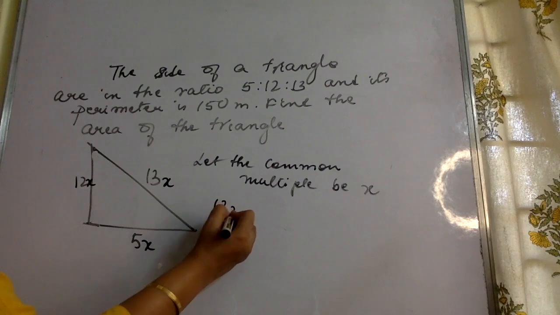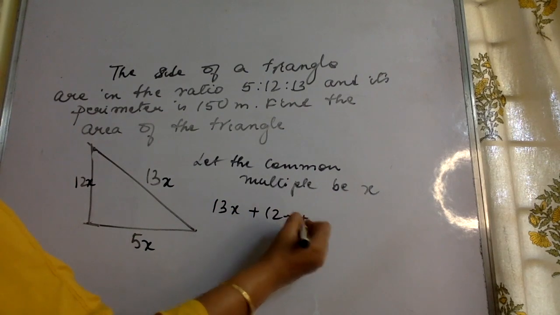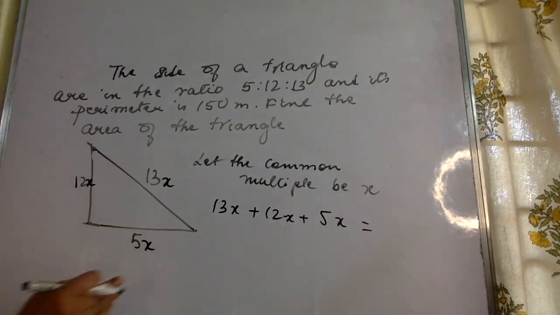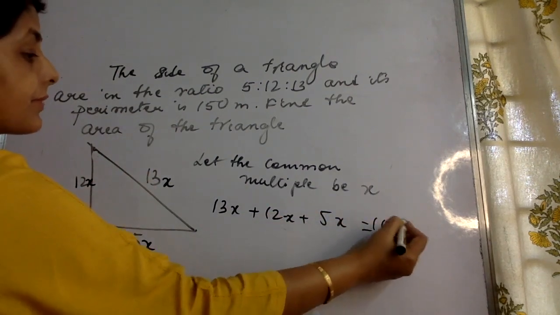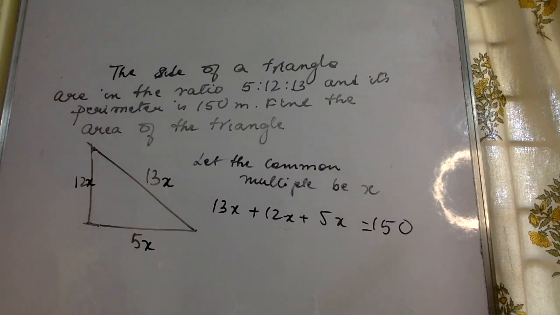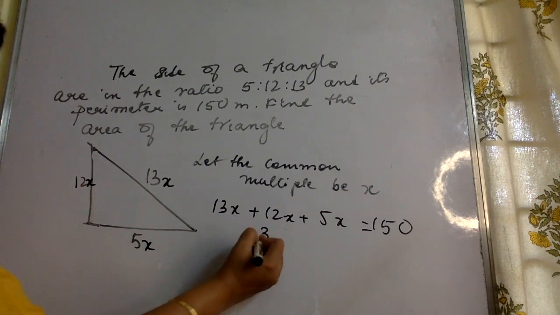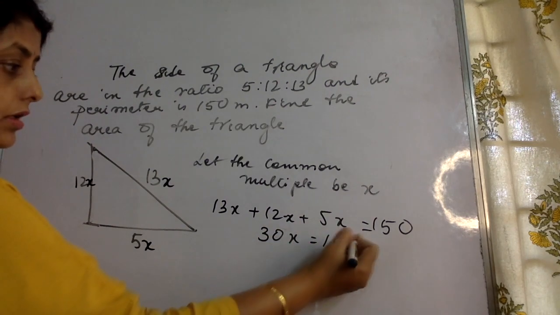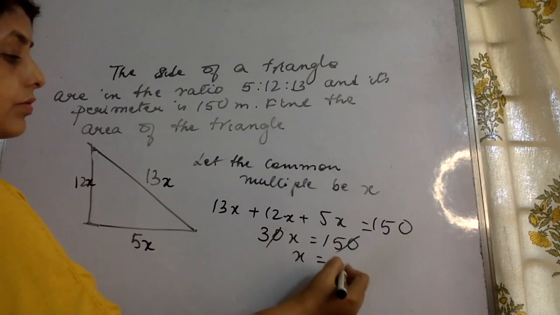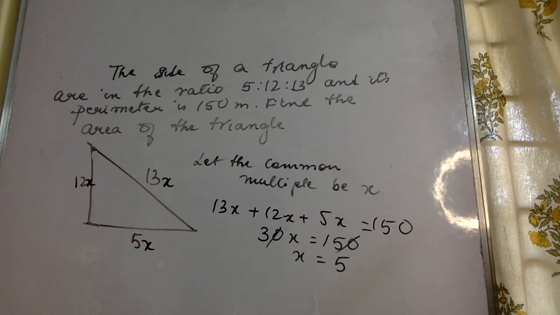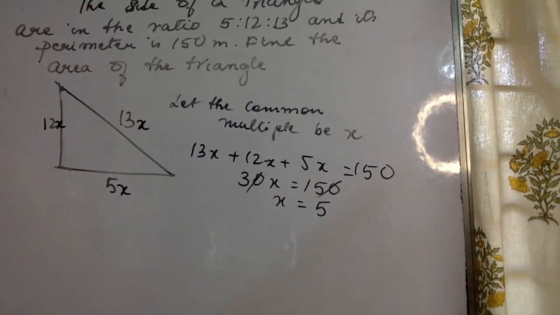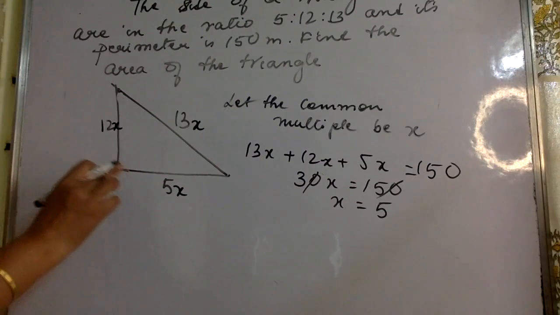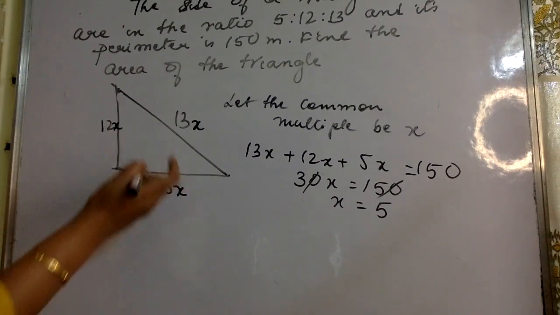So 13x plus 12x plus 5x. Many people don't do this, and it is wrong if you are not doing it. So the perimeter is 150, so 30x is equal to 150. Cut this out, x is equal to 5. You don't have to write centimeter or meter over there. So x is clearly 5. If x is 5, in that case now we have the sides.